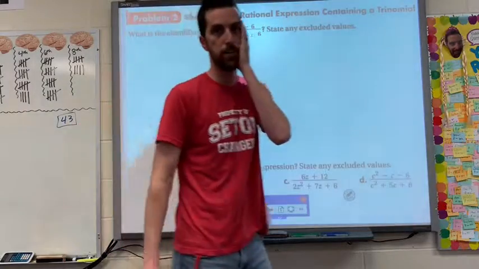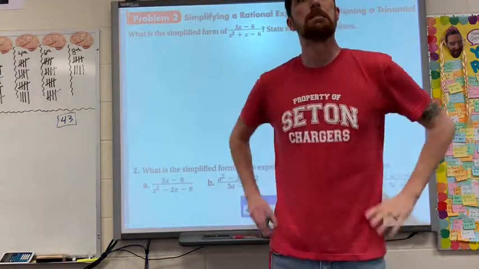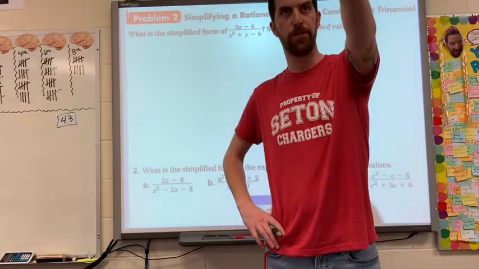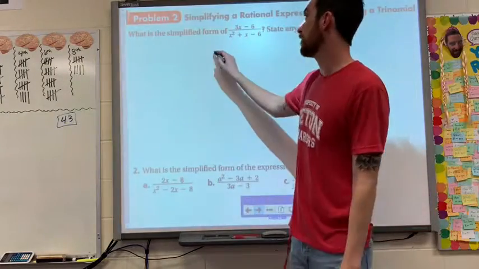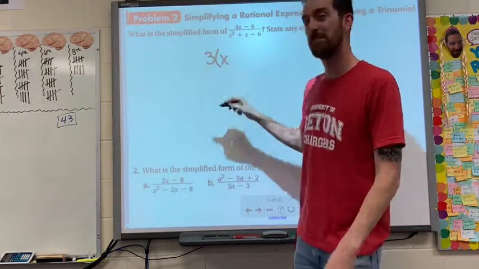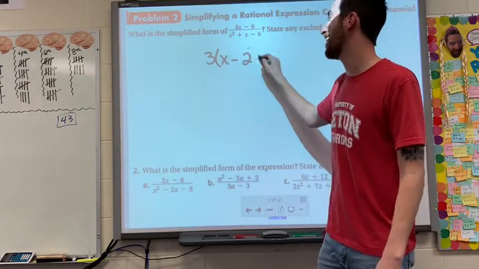3x minus 6 in the numerator. Do they have anything in common? Yes, that's right, 3. So we factor out a 3. 3 times x is 3x, and 3 times 2 is 6.